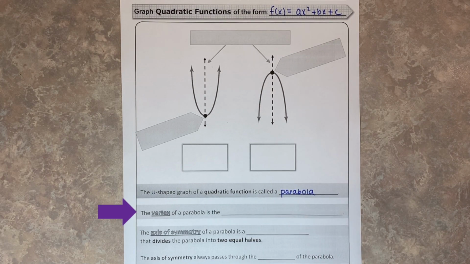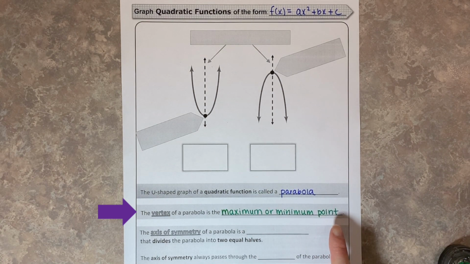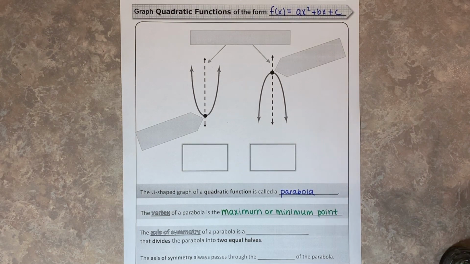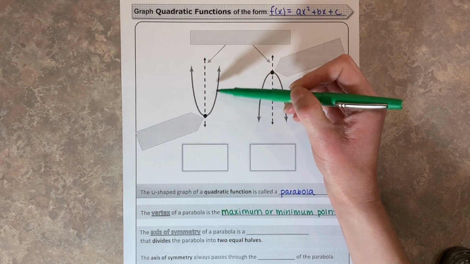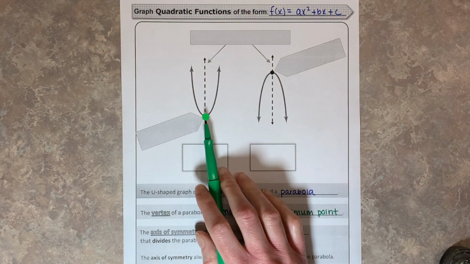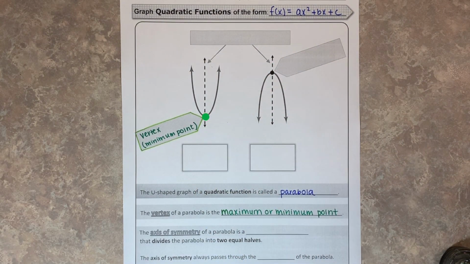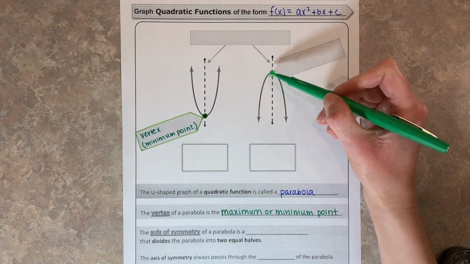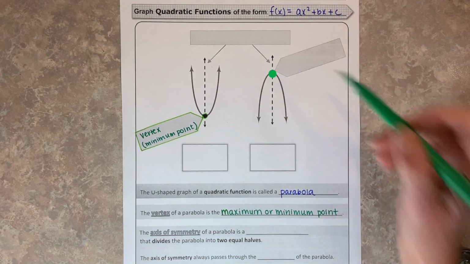The vertex of a parabola is the maximum or minimum point. And whether it's a maximum or minimum will depend on which direction your parabola is facing. If you have an upward facing parabola like this, your vertex will be the minimum point. If you have a downward facing parabola, like we see here, your vertex will be the maximum point.